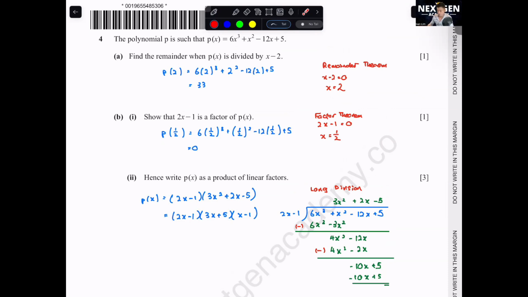Can you use synthetic division? Can. Show some sort of working. I don't want you all to just straight away jump from here and from here just jump to here. They won't give you the marks.